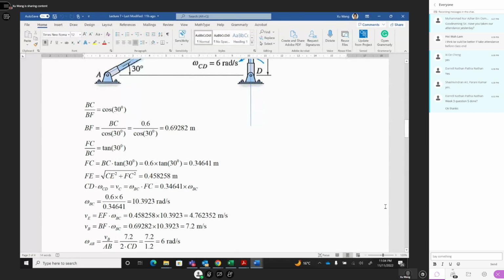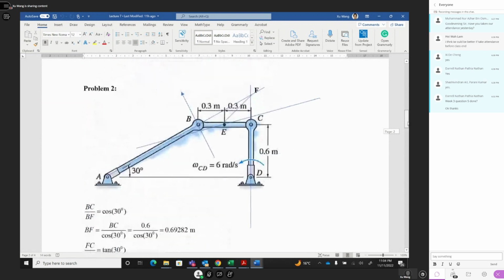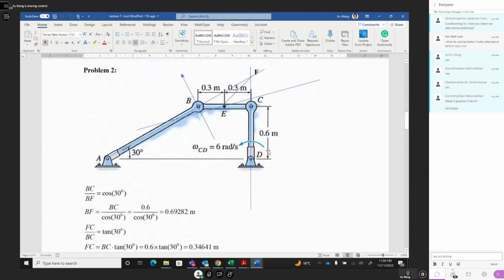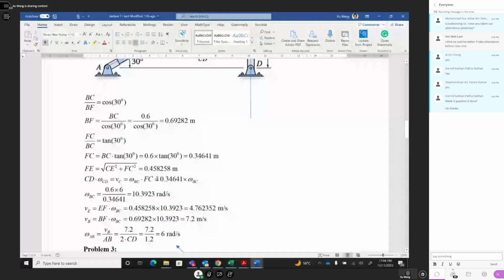Get FE 0.45, and then you want to get omega CD. This CD times omega, you get the C point velocity. Then you divide by the radial, the rotation center radial FC, equal to VC. VC equals FC times omega BC. FC we already calculated, 0.34, and omega BC, from here you can calculate.